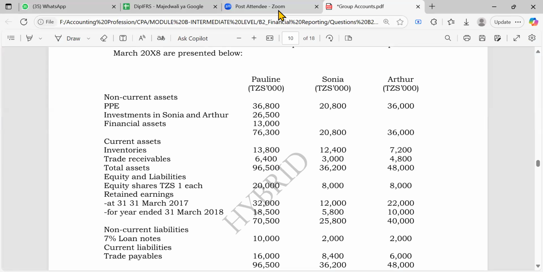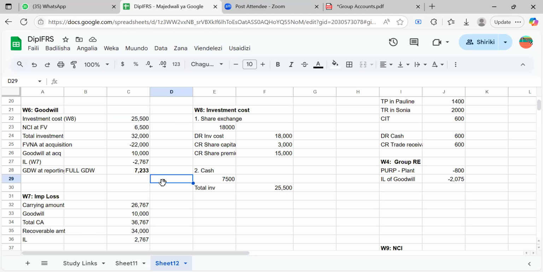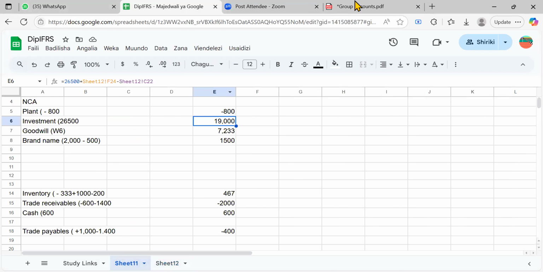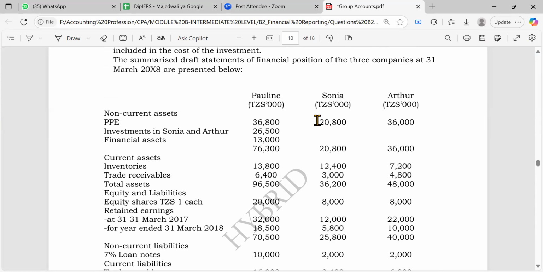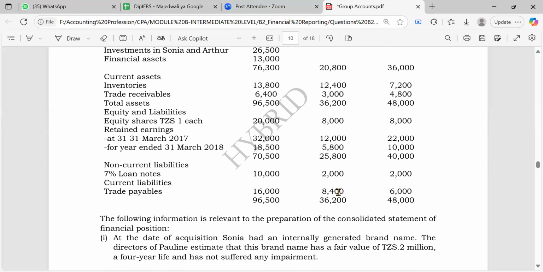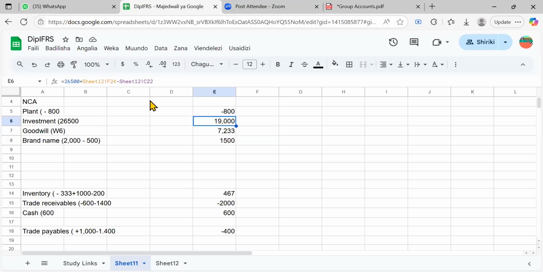The other thing I said is that you are going to remove the net assets and replace it with NCI. The net assets, we are removing it, and that's why I'm not going to put this. Net assets of subsidiary means the equity of the subsidiary. The subsidiary was Sonia here, you can see it's equity. Equity of Sonia, this 8,000, 12,000, 5,800. I'm not going to write it there. I'm going to break it down and only leave NCI. That's why you won't see it. That was the meaning of what I was saying.